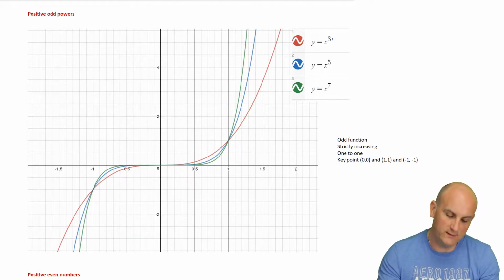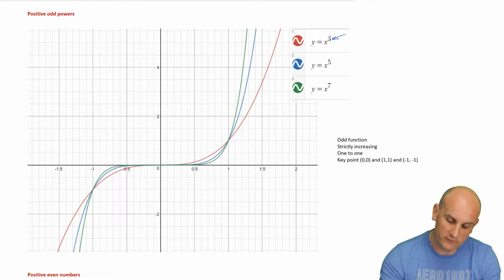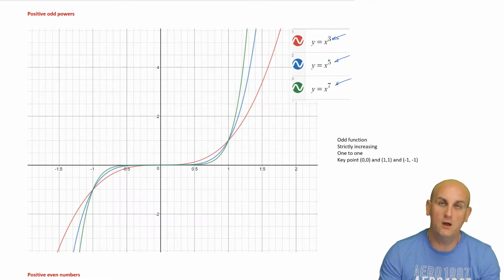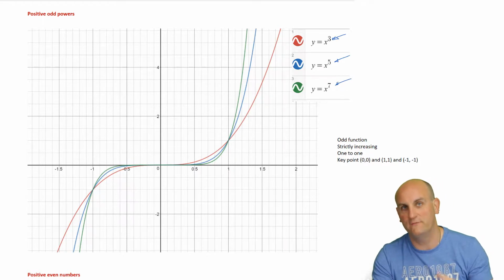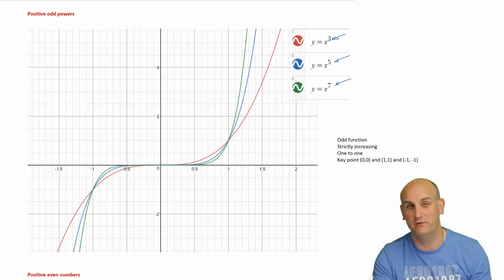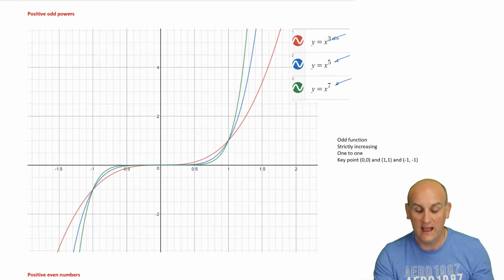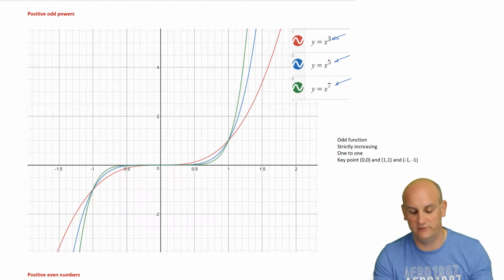But the point of it here, what we notice is when we have positive odd powers, so we've got a power of 3, a power of 5, and a power of 7, lo and behold, the graphs all have the same or similar attributes. They have the same shape, absolutely. And every single one of them goes through 0, 0.